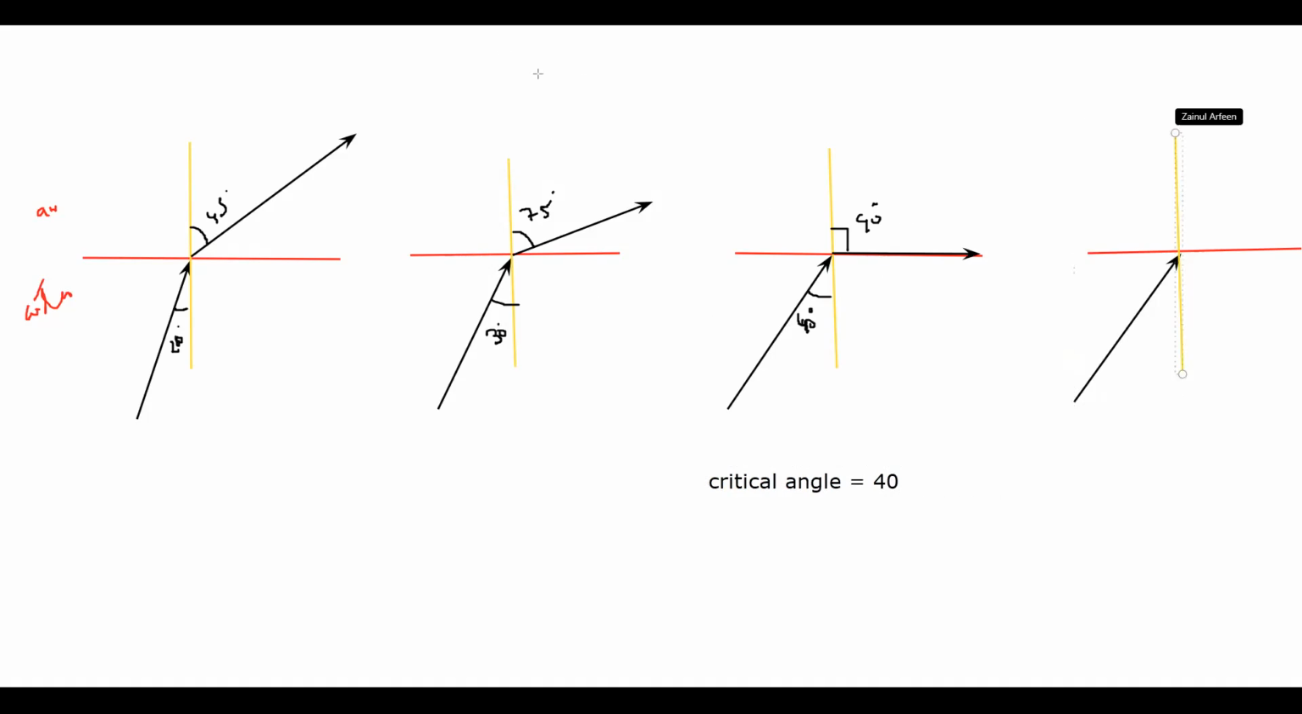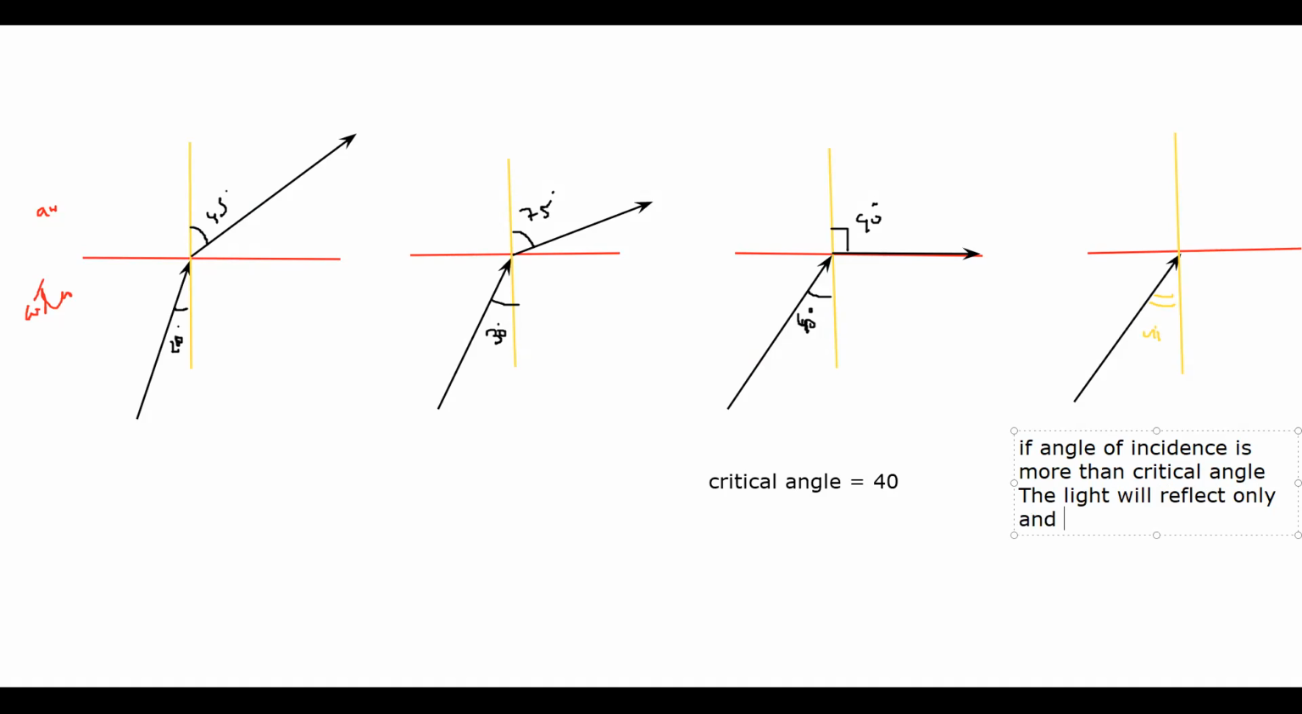So this was 40, I changed to 41. So if the angle is more than the critical angle, what we observe is that the light will reflect only and no refraction occurs.